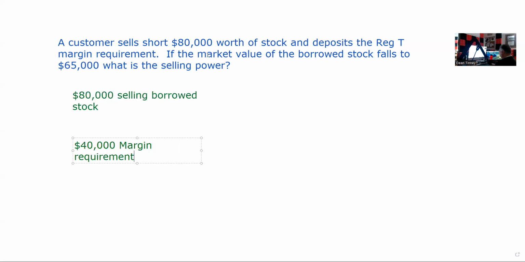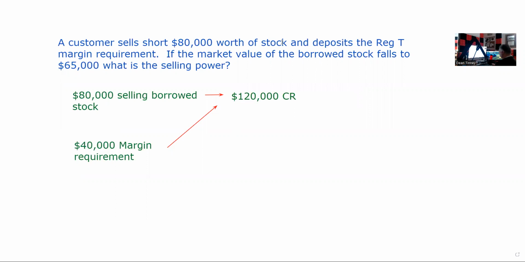And this is where most people tend to get hung up. On these margin questions, what we've got to be able to do is an initial setup, and then what's called a mark to market. So here's going to be our credit register. We're going to have $120,000. Again, that's where most people get hung up. Where did that come from? 80,000 came from selling the borrowed stock plus the 40 we had to put with it.